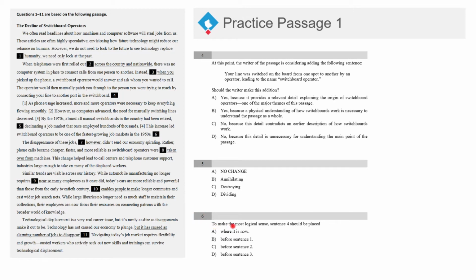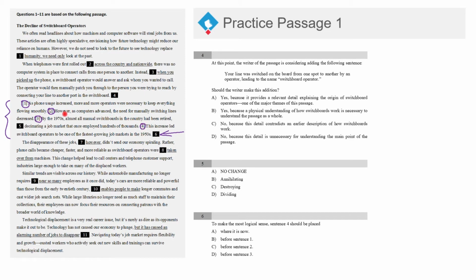Number 6. To make the most logical sense, sentence 4 should be placed. So we're looking at number 6 right over here, and it's actually talking about the order of the sentences in this paragraph here. And you'll see that the order of the sentences is given by the markers here, 1, 2, 3, and finally 4 here.